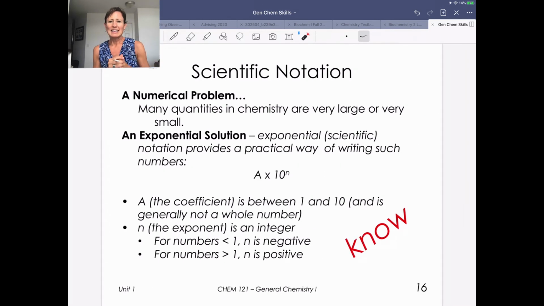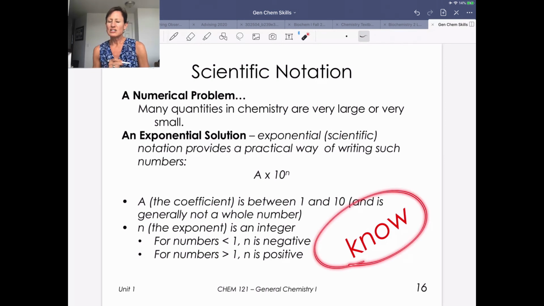Last little piece to highlight is a different way that we can represent either really large or really small numbers, and that's called scientific notation. So you may have heard of this before. It's a way to represent things with a coefficient and then an exponent. And again, this is to deal with quantities that are either very large or very small. So very large quantities are going to have an n that is positive. Very small numbers are going to have an n that's negative.